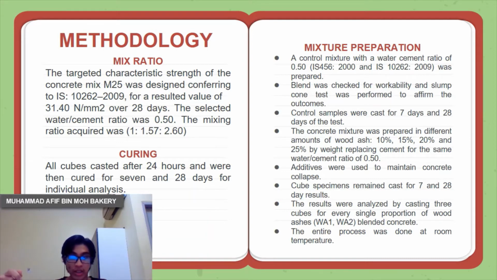Next, additives were used to maintain concrete collapse. After that, the cube specimens remained in curing for 7 days and 28 days for the results. The results were analyzed by casting 3 cubes for every single proportion of wood ash, that is wood ash 1 and wood ash 2 blended concrete. The entire process was done at room temperature.